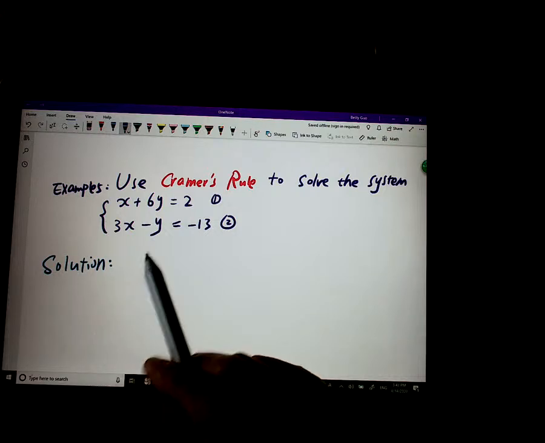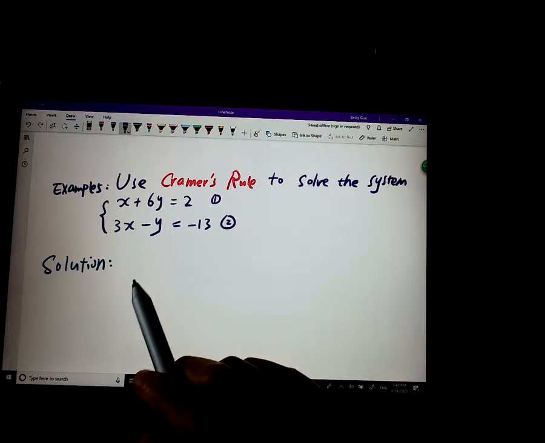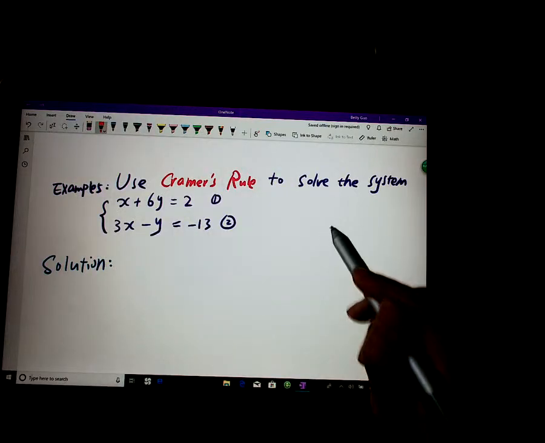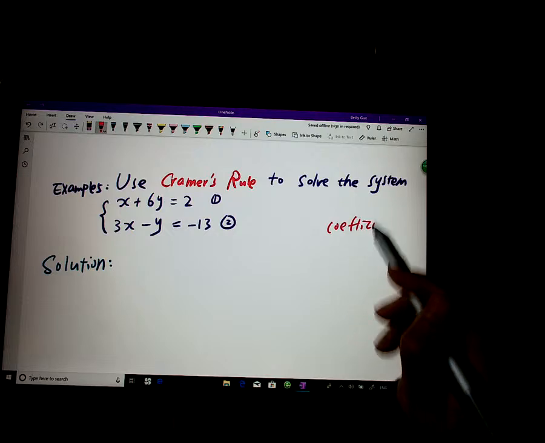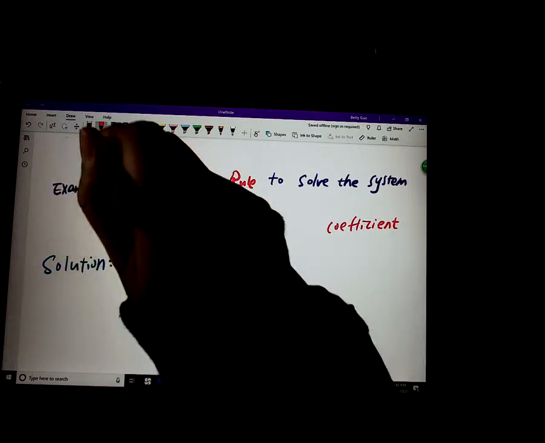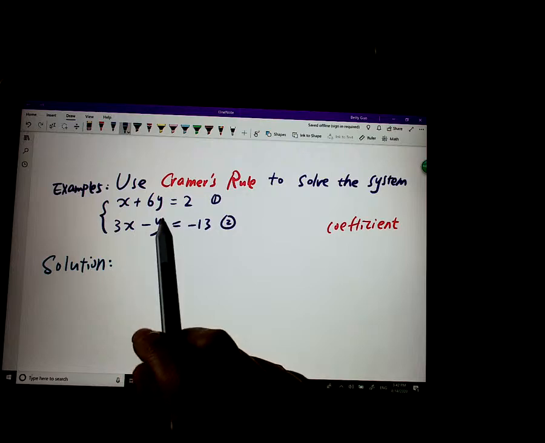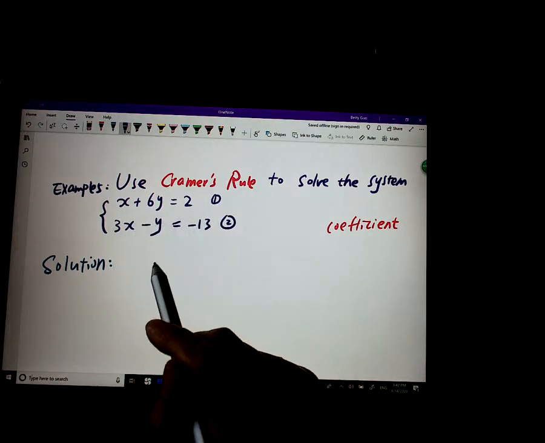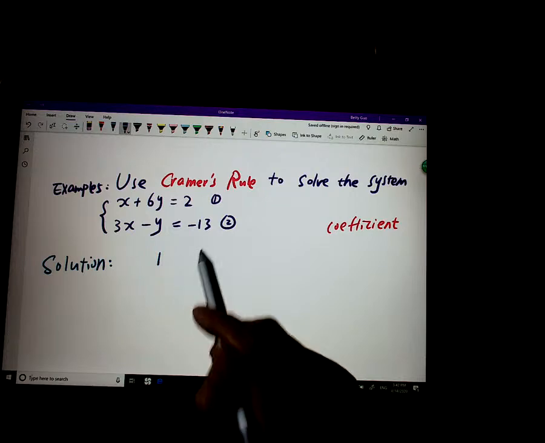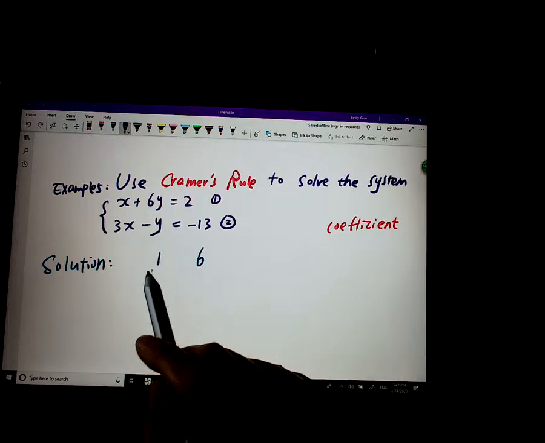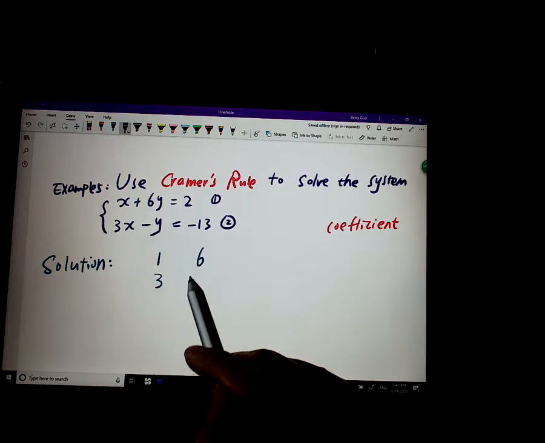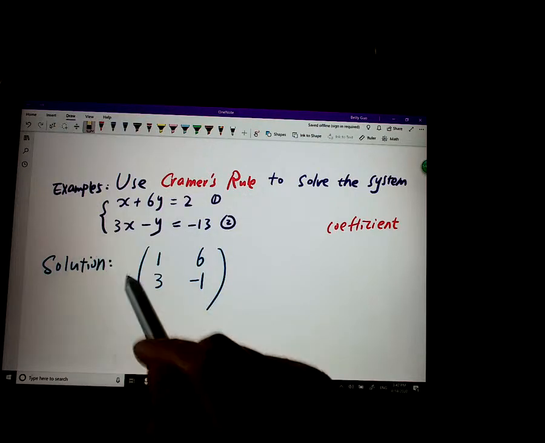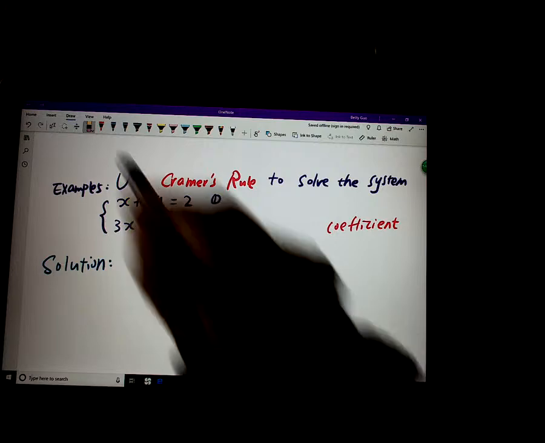Firstly, I want you to find the coefficient determinant. We have learned the coefficient matrix, right? So you tell me what's the coefficient matrix of this system. In equation 1, the coefficient of x is 1, the coefficient of y is 6. In equation 2, the coefficient of x is 3, the coefficient of y is -1. So this is a matrix, right? It is a 2 by 2 square matrix.